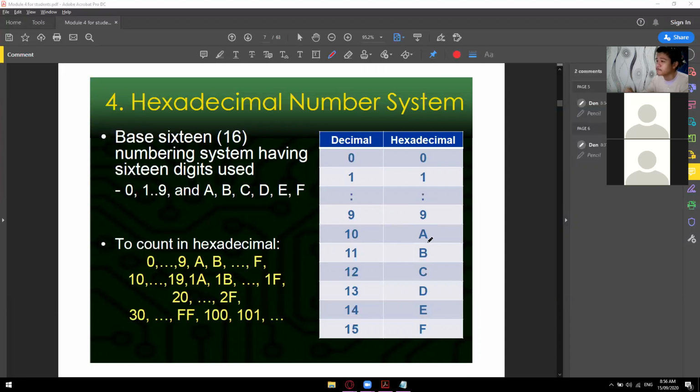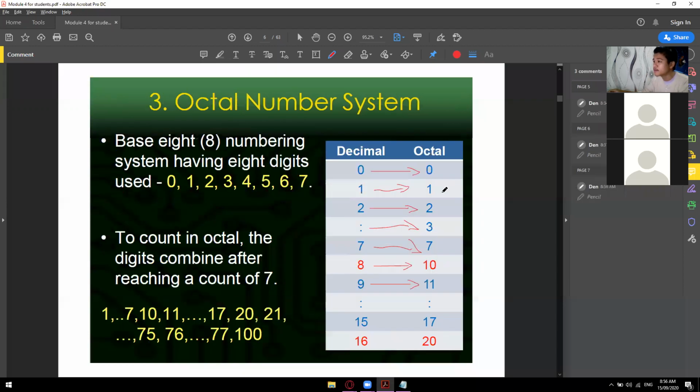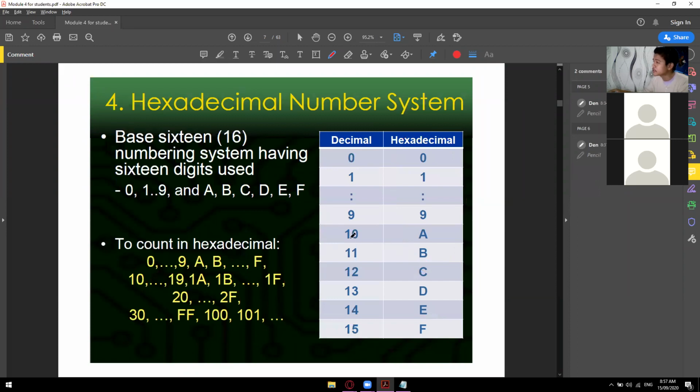So bakit letter A? Kasi kapag ginawa nating 10 din dito, magmumukha na lang din siyang decimal. Okay? So kailangan 1 digit lang, hindi pwedeng dalawa. Kasi itong mga decimal, binary, octal, 1 digit lang dapat. So dito, ang representation ng 10 natin is letter A. 11 is letter B, 12 is C, 13 is D, and then 14 E, and then 15 is F.